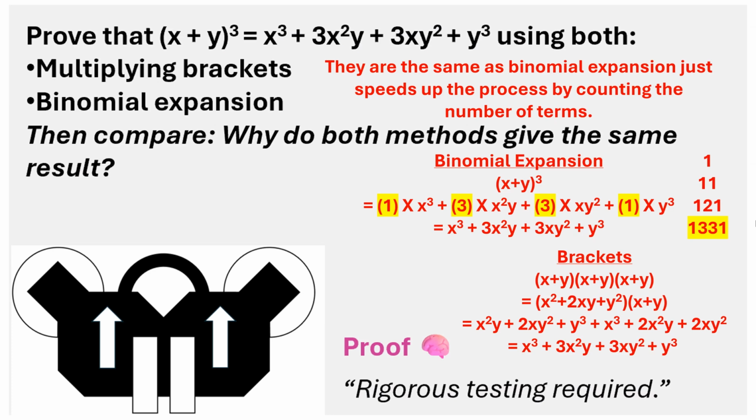Okay, and then here's the proof section. This is probably the hardest one of the bunch, just because binomial expansion is fine in this case. It's the same as always. However, brackets, you may forget to multiply one out, so just be careful with that. Make sure you group them together okay. And then explaining it is probably the hardest bit. They're the same because binomial expansion just speeds up the process of counting the number of terms. So instead of grouping them all together at the end, it just immediately counts out how many of each.